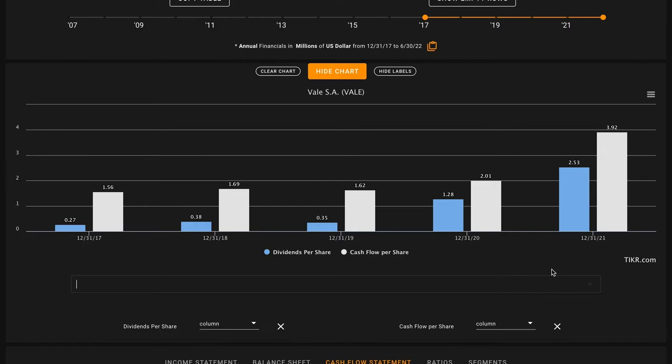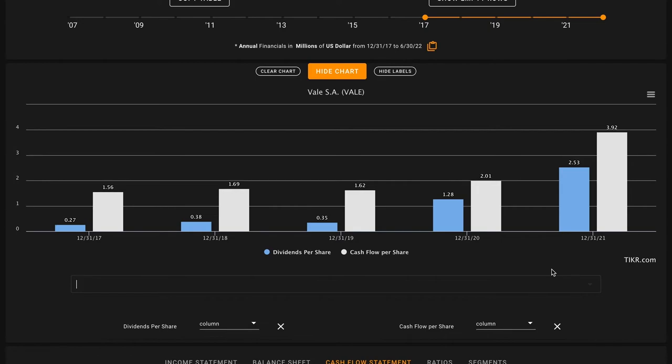In the case of Vale, they've increased their dividends per share in all 5 of these years. And more importantly, they've been able to increase their free cash flows in all 5 years as well and produce enough free cash flow to comfortably support their dividends and their dividend increases all 5 years.